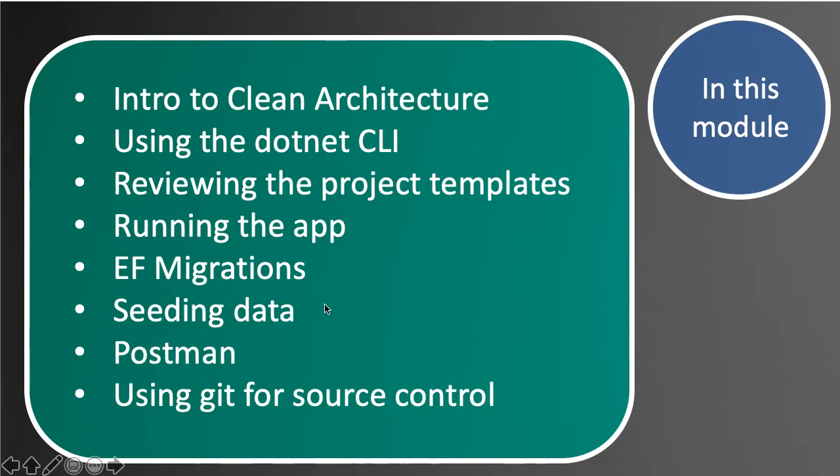We've taken a look at the .NET CLI to create some projects. We've reviewed the code in those projects. We've run our application. We've also looked at Entity Framework migrations, which allow us to create our database from our code without needing to manually do that ourselves. We've then seeded some data into that database so that we can return those values and, at the moment, display them using Postman. And we've also used Git for our source control as well.